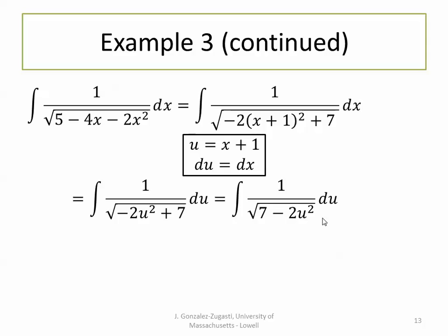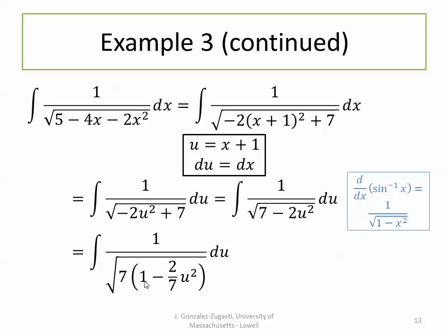Now, to evaluate this integral, you should be thinking to yourself, I bet this has an inverse trig function in there. Now the question is which one? Well, the one we want to use is sine inverse, because the derivative of sine inverse is 1 over the square root of 1 minus x squared, so a constant minus something squared, which is what we have here. So to make it look like this, I need it to be 1 minus something squared. So I'm going to get rid of this 7 by factoring it out.